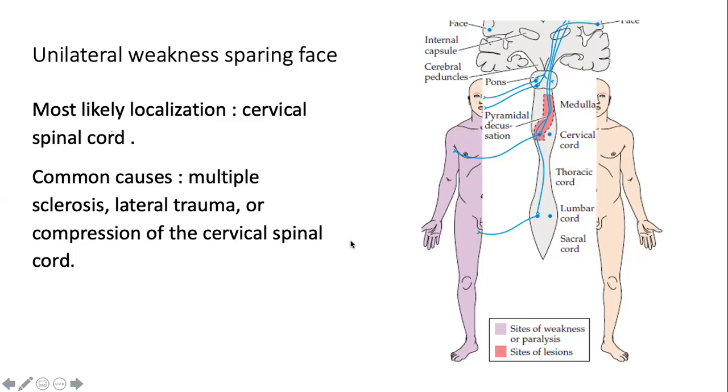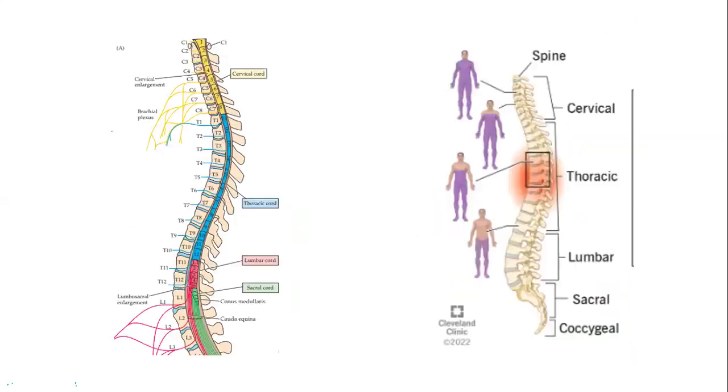So what pathology can occur in the spinal cord? MS is very common. Okay. Maybe trauma, whether fracture or disc prolapse, compression, infection, and some metabolic diseases like vitamin B12 deficiency can affect the spinal cord. Okay. So let's quickly review the anatomy of the spinal cord.